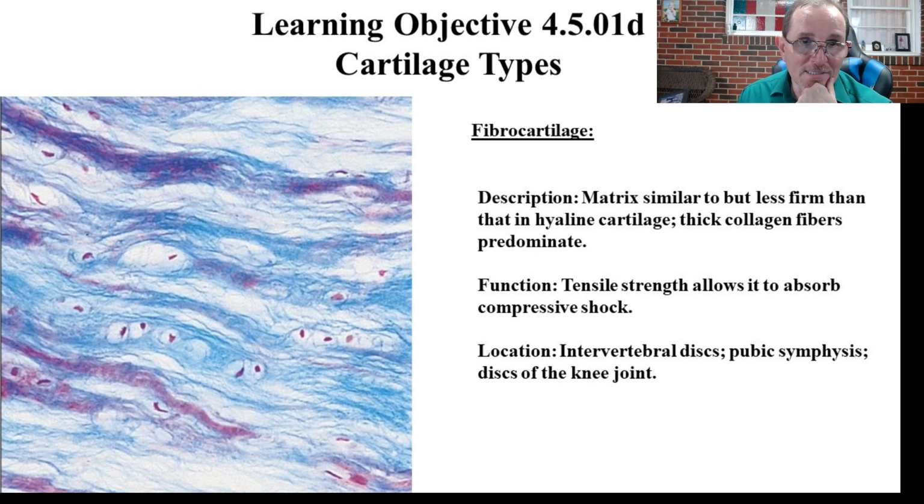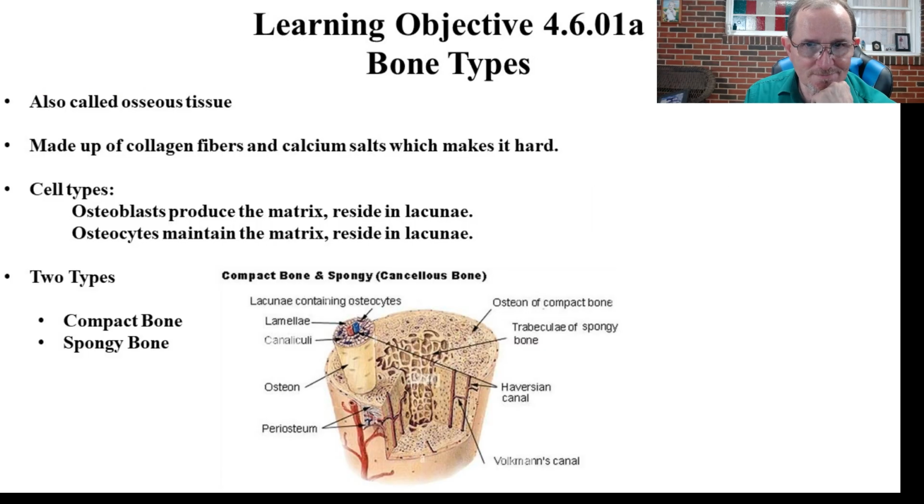These guys are going to have a lot of good cushioning ability. These are between your vertebrae. The disc that folks get slipped, this is the disc that gets slipped. Those that I was telling you about on the knee joint are also fibrocartilage. Those are collagen fibers.